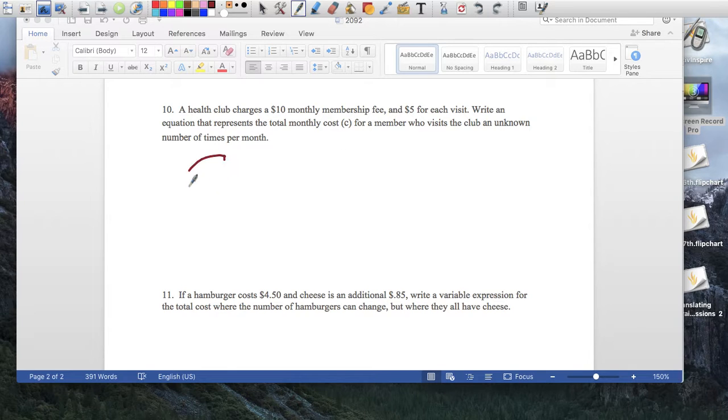So with a health club, we want to find out how much you're going to pay every month if you go to the gym. This particular health club is charging you $10 just to belong to that gym. You've got to pay $10. But that's not all. Along with that, every time you go to the gym, you've got to pay $5. So it'd be $10 plus. If you went to the gym only once, which is probably a waste of money, you would pay the $10 for the membership fee plus your one visit, and your total would be $15.